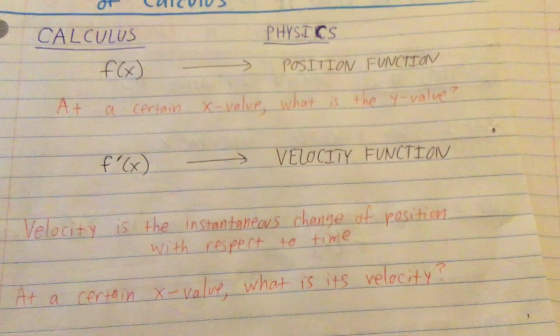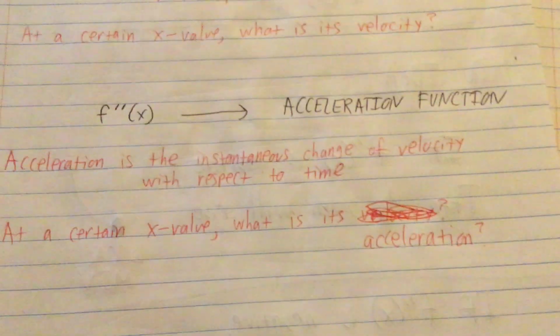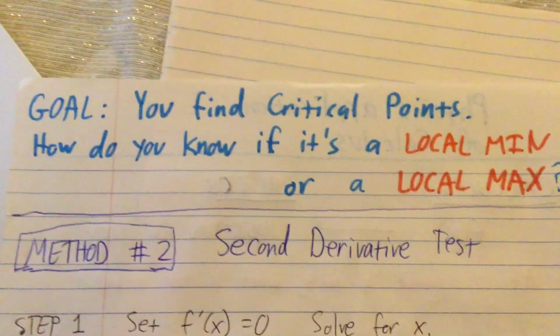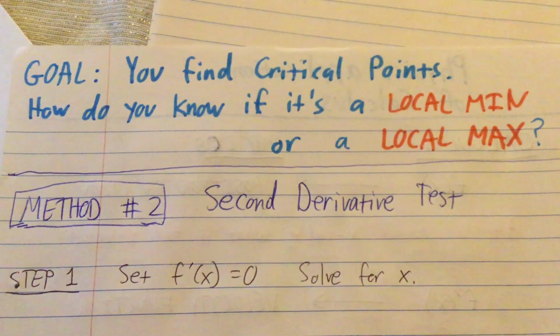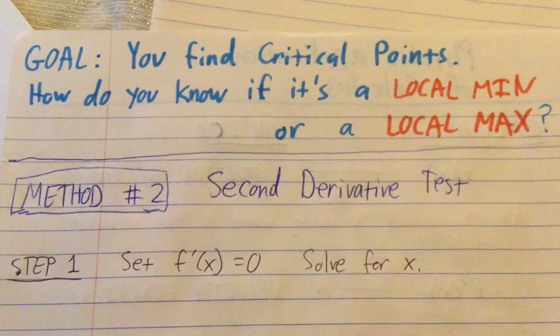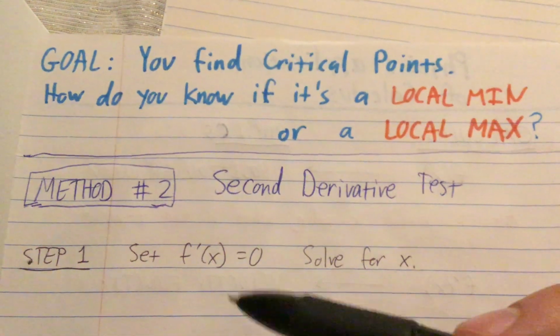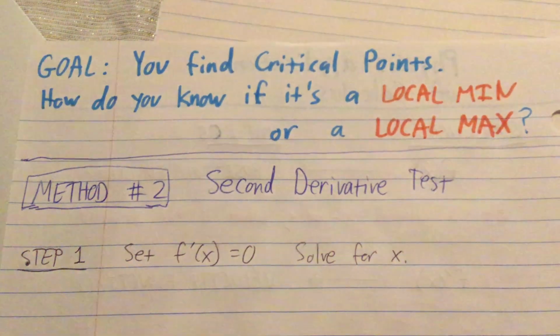Okay. Now the truth is, we actually can use the acceleration in this situation. I didn't just go over this just to spew some nonsense, because may I present to you that your goal is to find the critical points. And how do you know if it's a local min or a local max? So we know that a critical point can be found by setting f prime of x equal to 0 and solving for x.